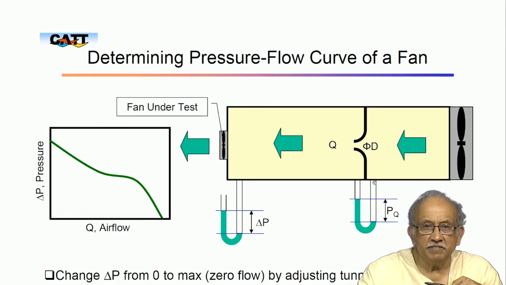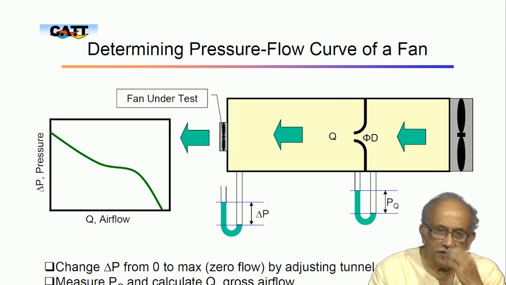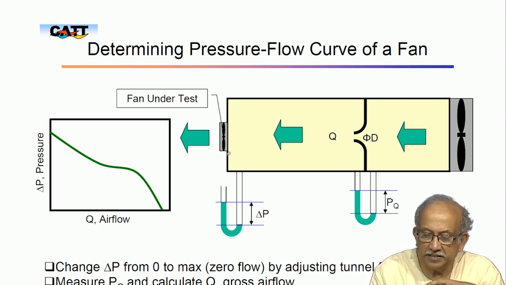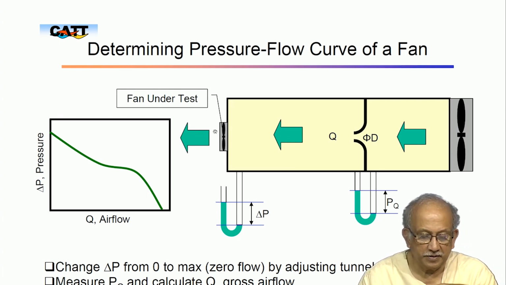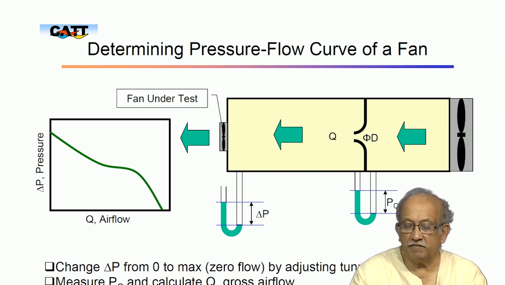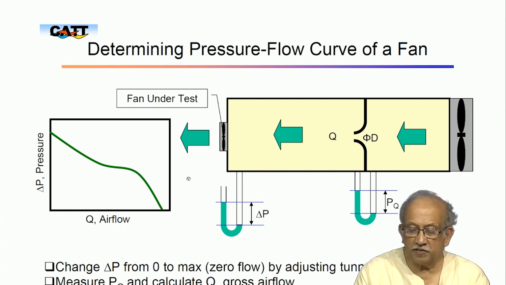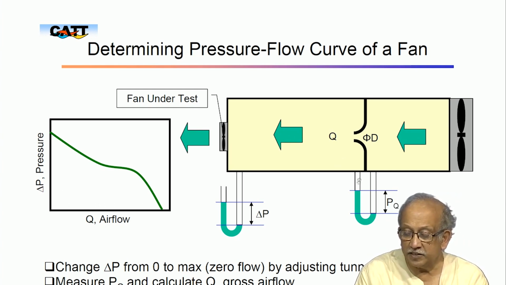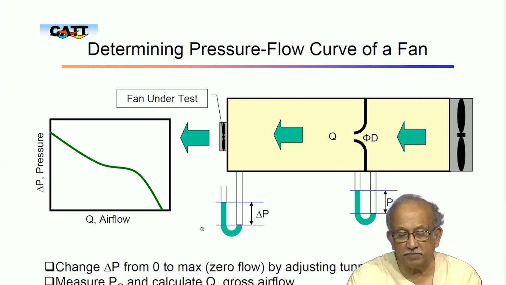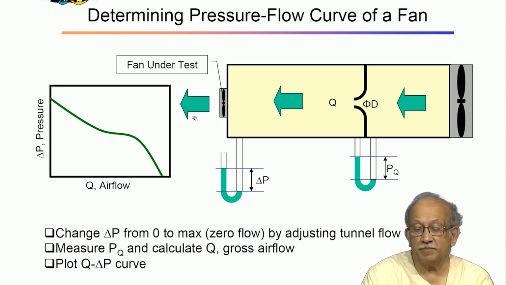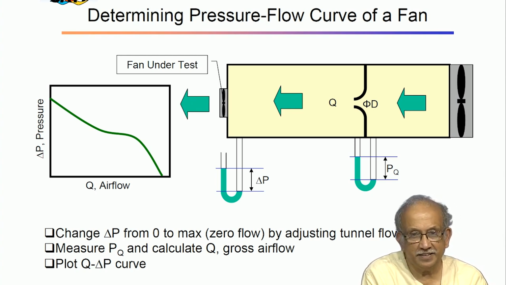So, typically they have given how to build a device to measure a fan under test. You have seen this, no? So, change delta P from 0 by adjusting tunnel flow. We have various ways of measuring a plot here, measuring a plot here, and then trying to find out the pressure difference across, which will give you something here, which will give you something here. Based on this, Q versus the small delta P can easily be measured.